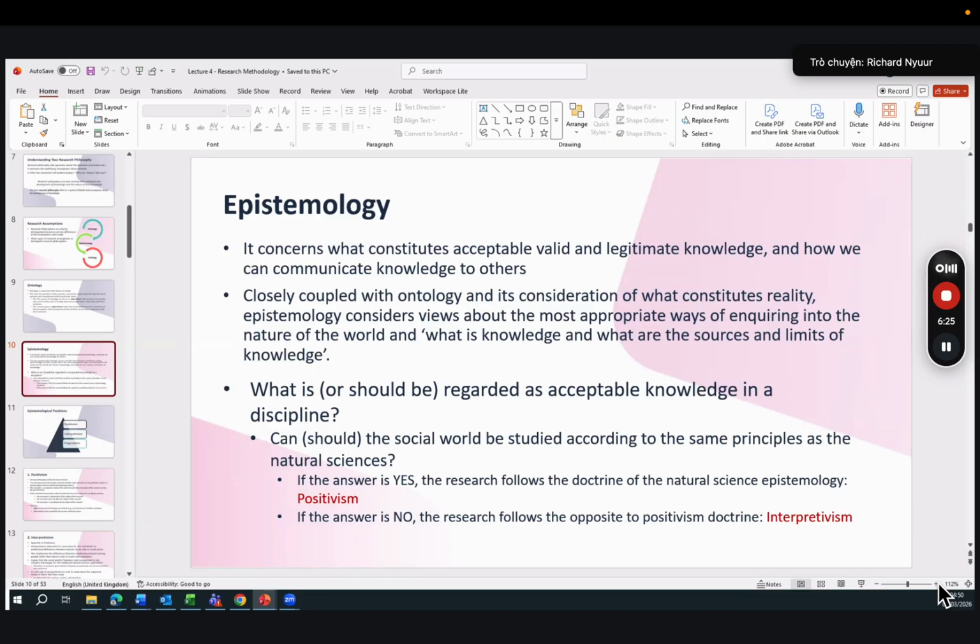So what maybe I can emphasize at this level is to ensure that you understand each of these and explain briefly what philosophies you understand, and why you are selecting a particular philosophy. So under the epistemology, either you are using positivism or interpretivism.